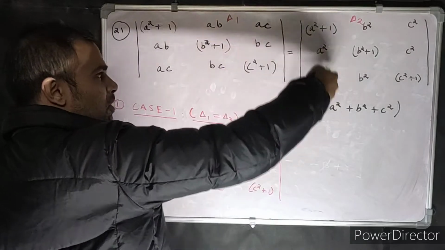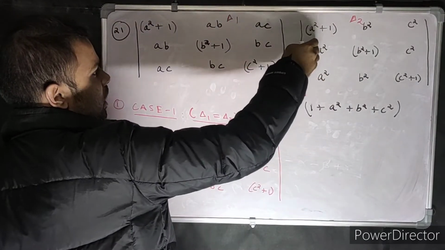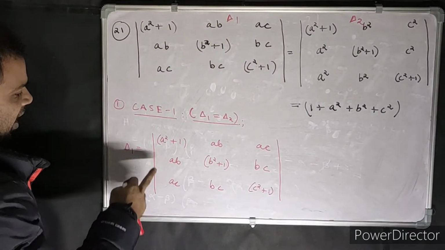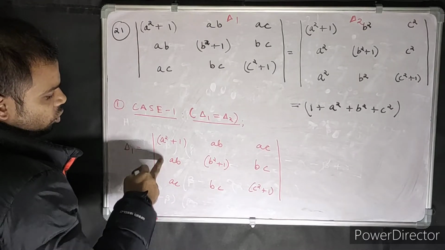Look at the first column of your RHS. Look at these two elements. Forget that. Don't get confused. Just look at these two. These are single elements. This is a square. This is a square. Do we have an a square over here and an a square over here? No, we don't have. So what to do in order to get an a square?